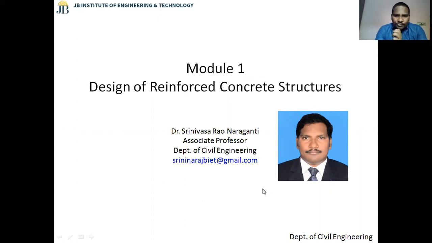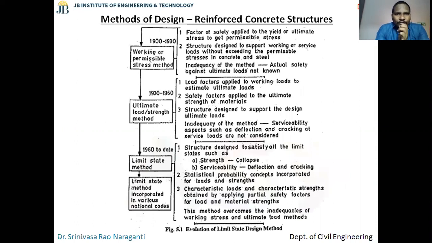Now let's go back to history. Let's see what are the different methods of design of reinforced concrete. Long back, there was the working stress or permissible stress method. This was a very primitive kind of design. In this design, the factor of safety was applied only to yield or ultimate stress to get the permissible stresses, for a given material, that means for the concrete or for steel.